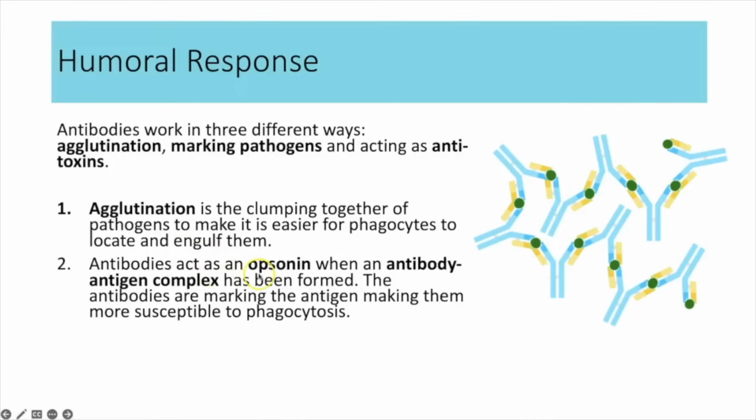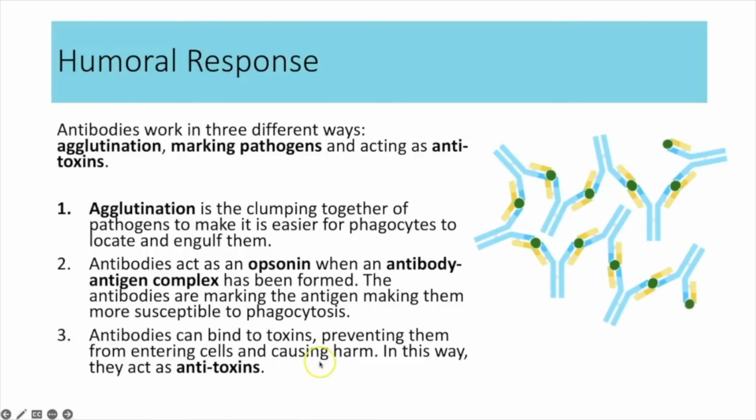Antibodies also act as opsonin when an antibody-antigen complex has been formed. The antibodies are therefore marking the antigen, making them more susceptible to phagocytosis. Lastly, antibodies can bind to toxins that are being produced by the pathogen, and that will prevent the toxin from entering the cell and causing any harm. And that is why it'd be classed as an antitoxin.